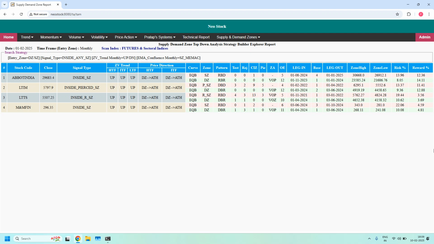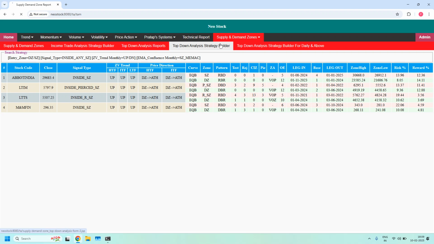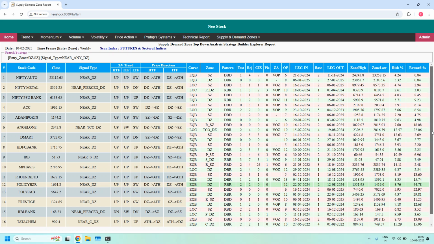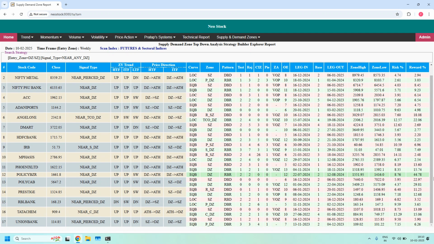Okay, this is about monthly time frame. Next time frame is weekly. Stocks near weekly demand zone. We got 17 stocks. First 16 stocks in the list. Scrolling the list down. So total 17 stocks we got.